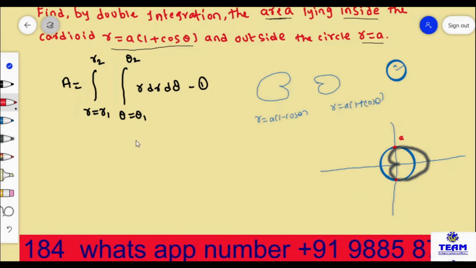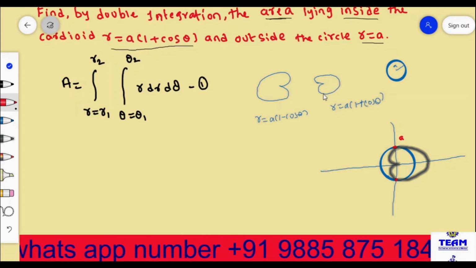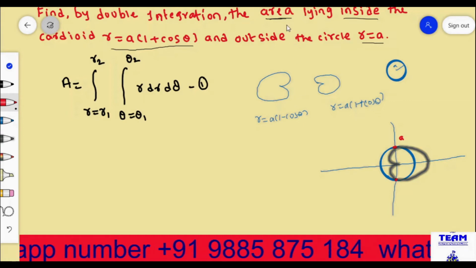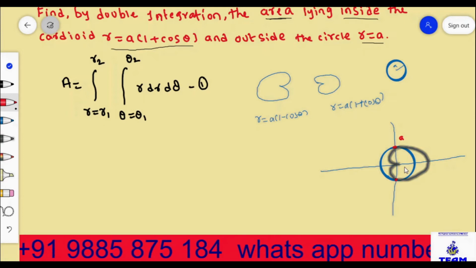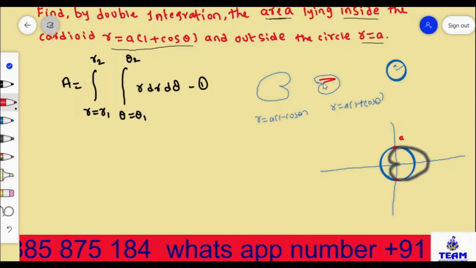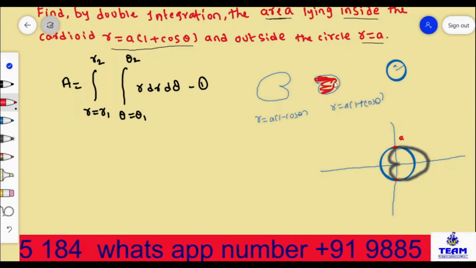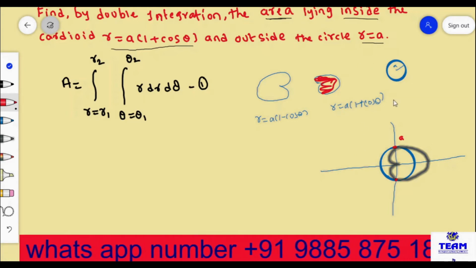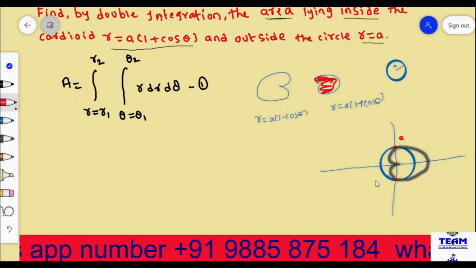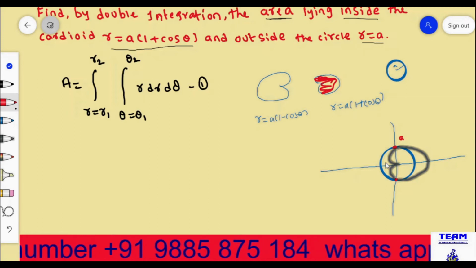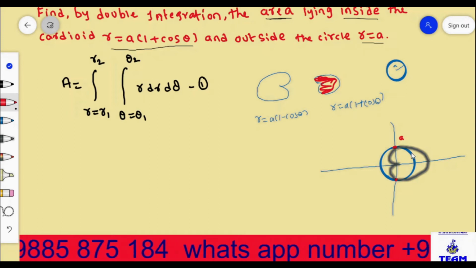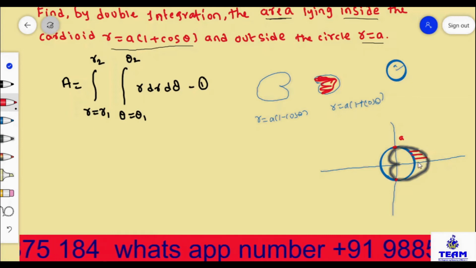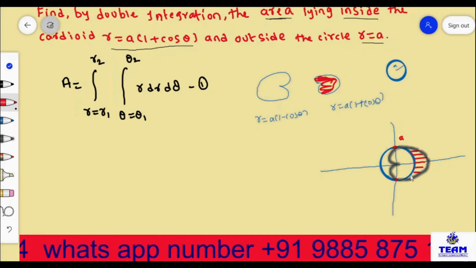Anyhow, now where is the region? Our region is the area lying inside of the cardioid. Friends, this is the cardioid. Cardioid inside means this total graph. And outside of the circle means outside of this. If you take it here, it is inside the circle, so only the outside remains. This is our required region.